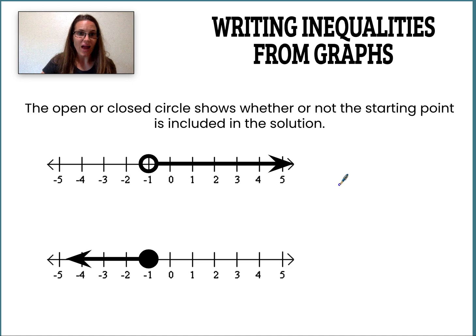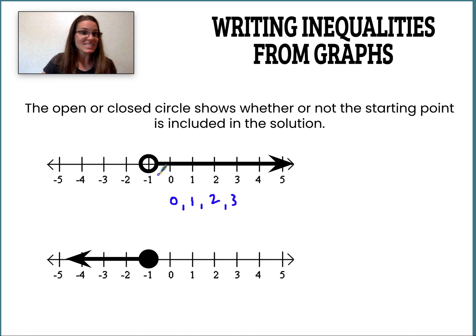Just like we can graph an inequality, we can write an inequality from a graph. Let's look at this first example. The first example has an open dot at -1 and an arrow to the right. This graph indicates that some possible solutions are 0, 1, 2, 3, but -1 is not a possible solution.